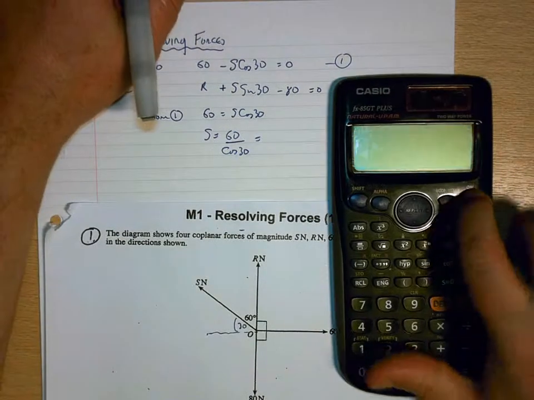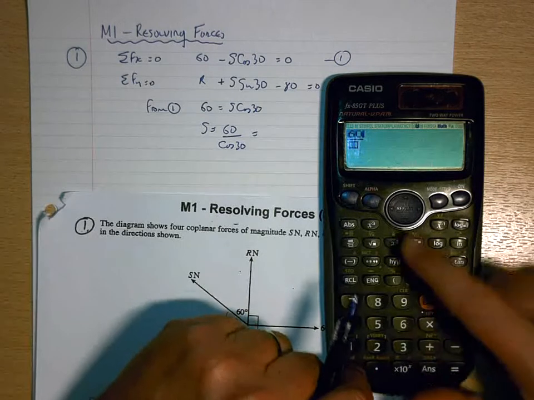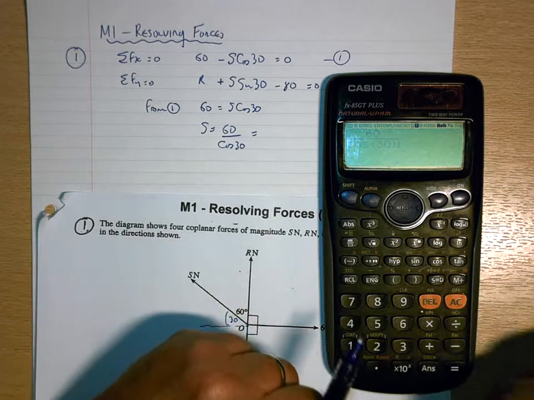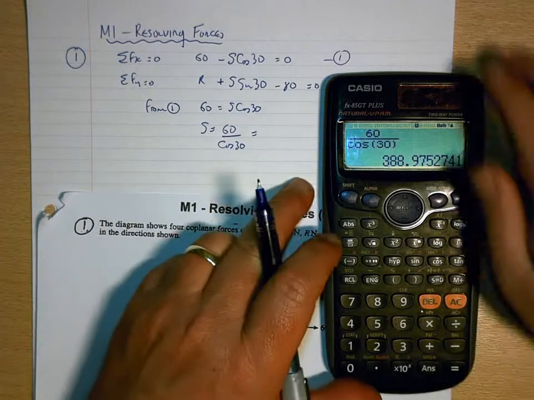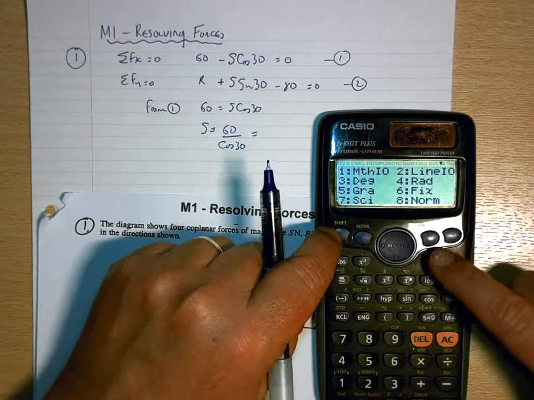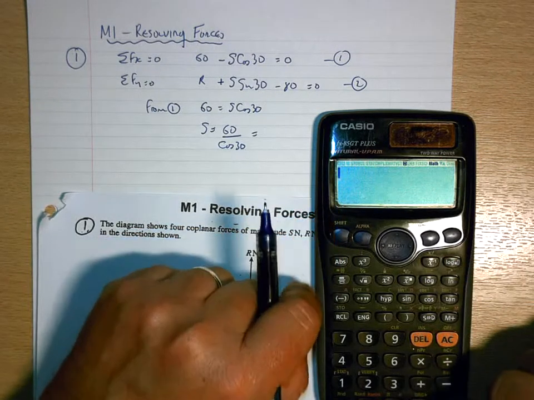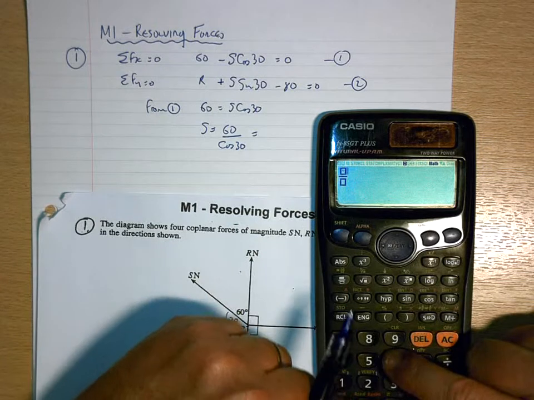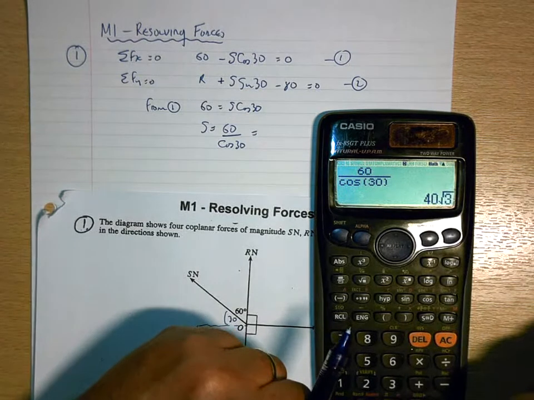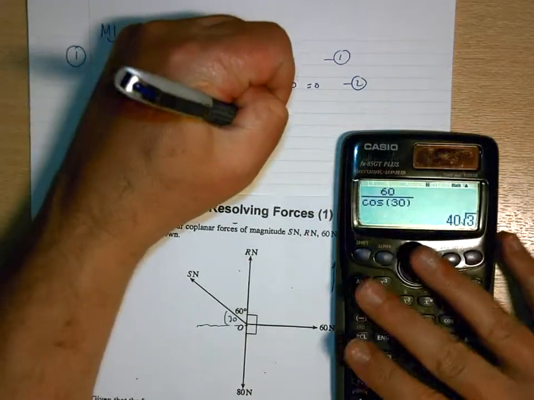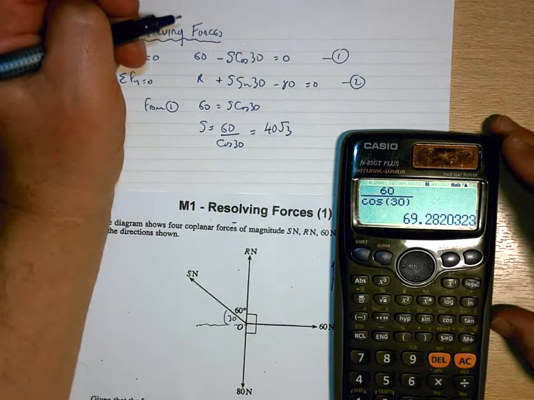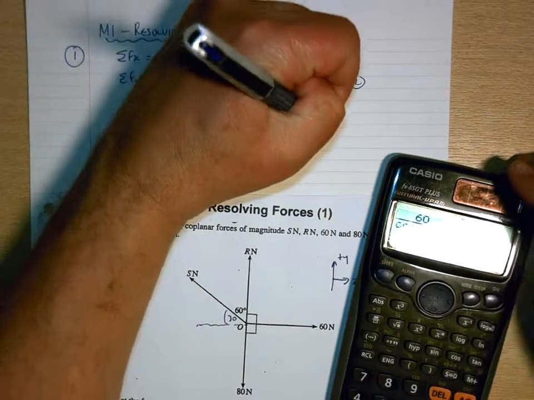So on your calculators, you can put that in exactly as you see it, if that's the way that you like to operate. Press equals, and I am in radians there, so I don't want to be in radians. So change that to 3 and try again. 60 over cos 30 close brackets equals 40 root 3, which is 69.3 newtons.